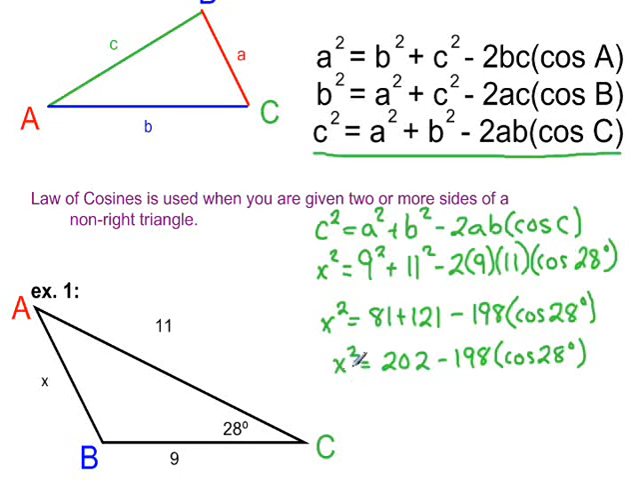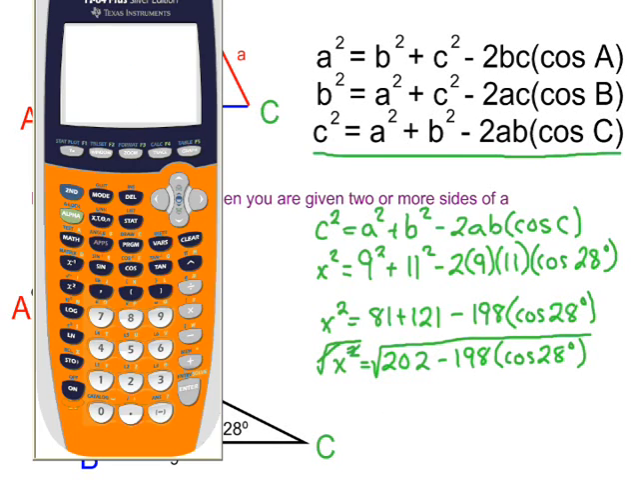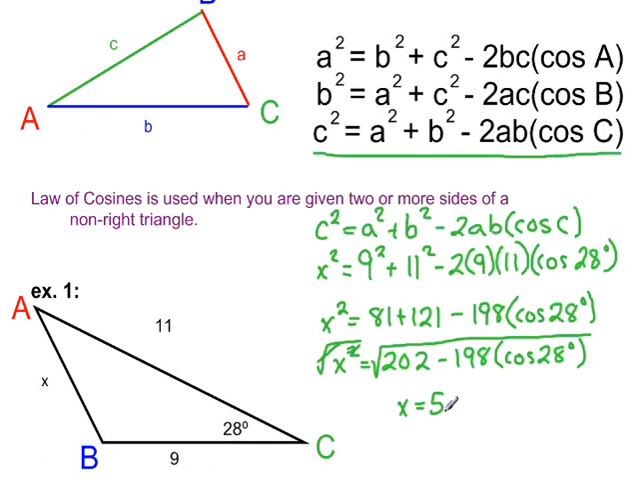And what I'm going to do is go ahead and get x by itself. So instead of working out the rest of this and getting a crazy looking decimal number, we're going to get x by itself by taking the square root. That makes your exponent disappear, and we're going to take this and plug it into our calculator. So for a graphing calculator we would hit second square root 202 minus 198 times the cosine of 28 degrees, and then hit enter, and I get 5.213 blah blah blah. We're going to be rounding to the nearest tenths for side measures, so that makes it 5.2, and so my x is 5.2.